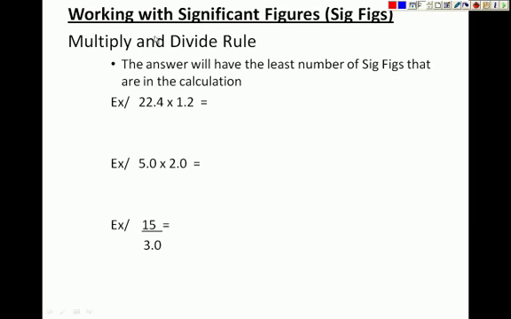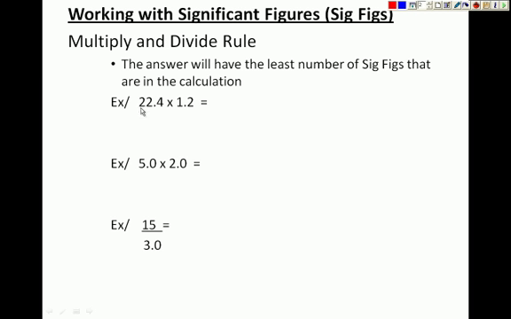Okay, so now we're going to learn how to work with significant numbers, or sig figs. So the first rule that we're going to learn about is the multiply and divide rule. Now this is a fairly easy rule. The multiply and divide rule says that the answer will have the least number of sig figs that are in the calculation.